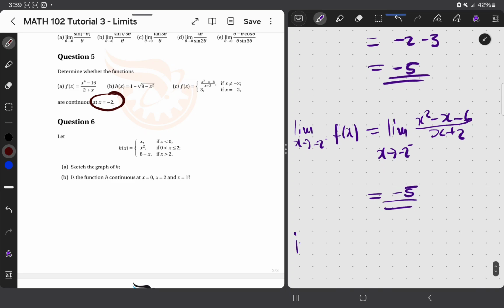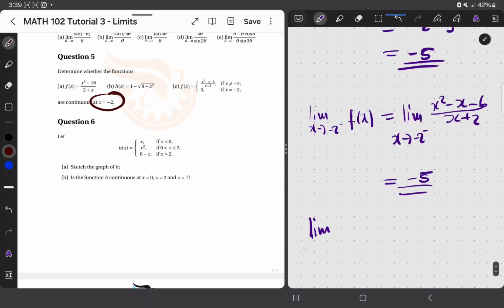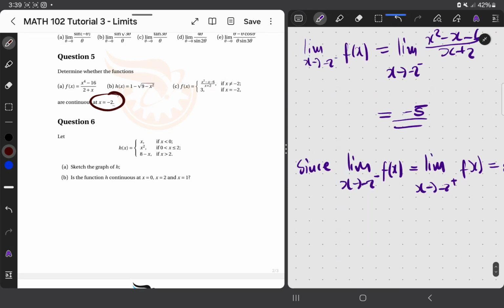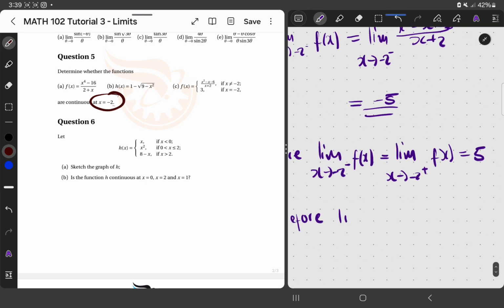So you can now say, therefore, first, since the limit as x approaches -2 from the left of f of x is equal to the limit as x approaches -2 from the right of f of x, which is equal to -5, you can now say therefore the limit as x approaches -2 of f of x is going to be equal to -5.